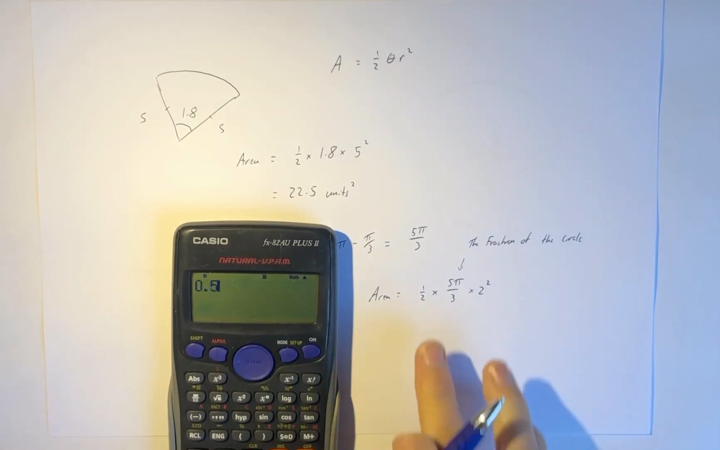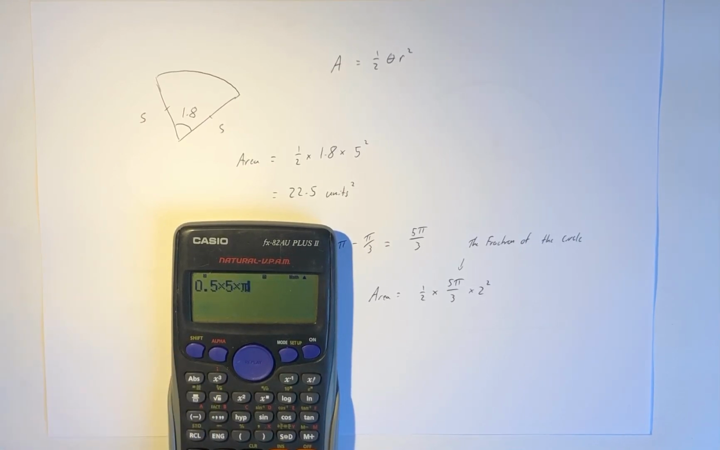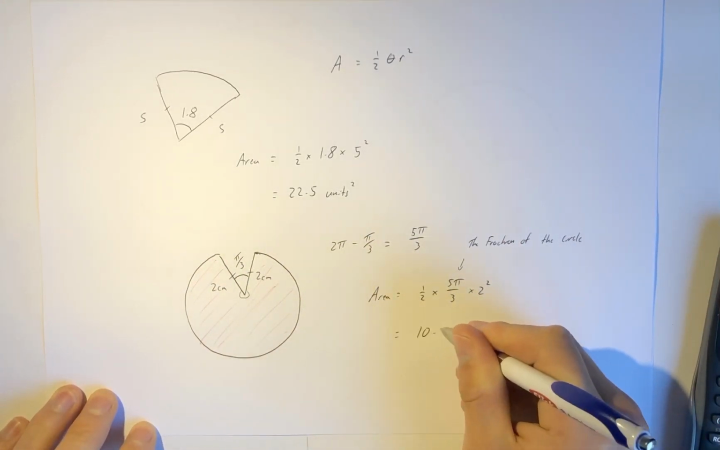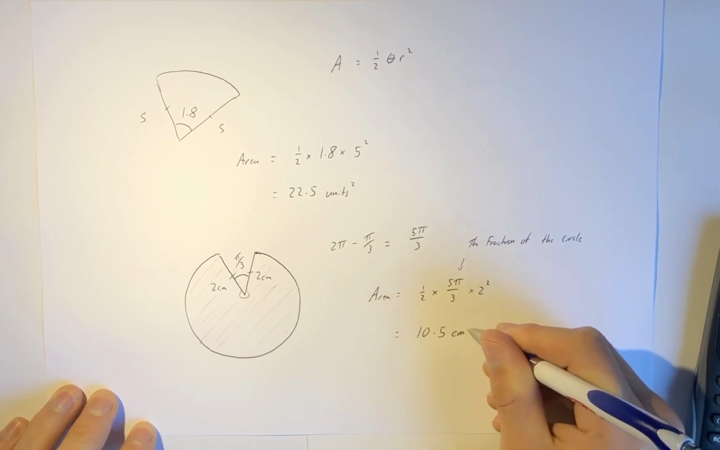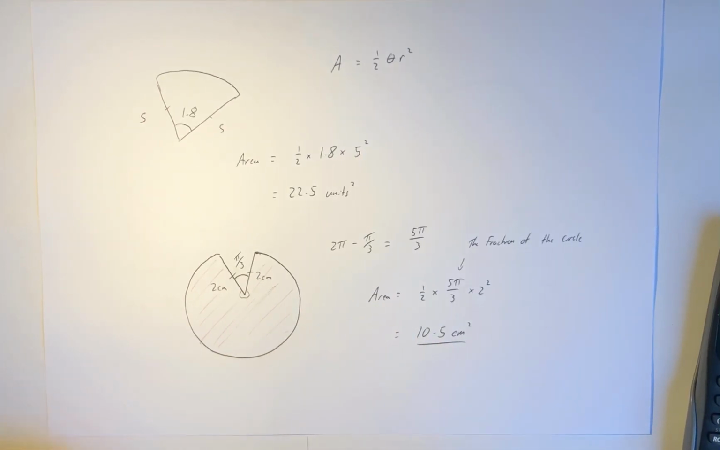That is 0.5 for the half times 5 times pi, so you're going to have to go shift and get that yellow pi in there, and divided by 3 times by 2 squared, 10.5 centimeters squared. We've got units now, so that's centimeters squared. So it's as easy as that. I'll do one more with degrees. Okay, actually we'll do one where we have to find an angle.